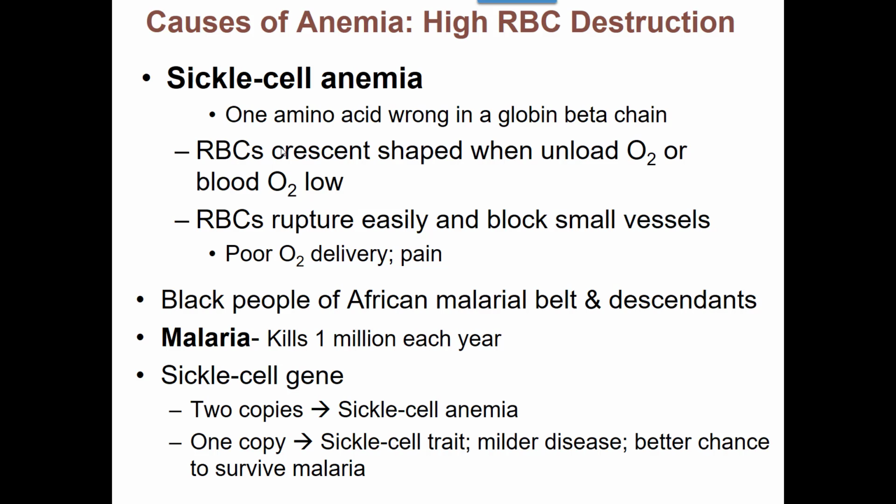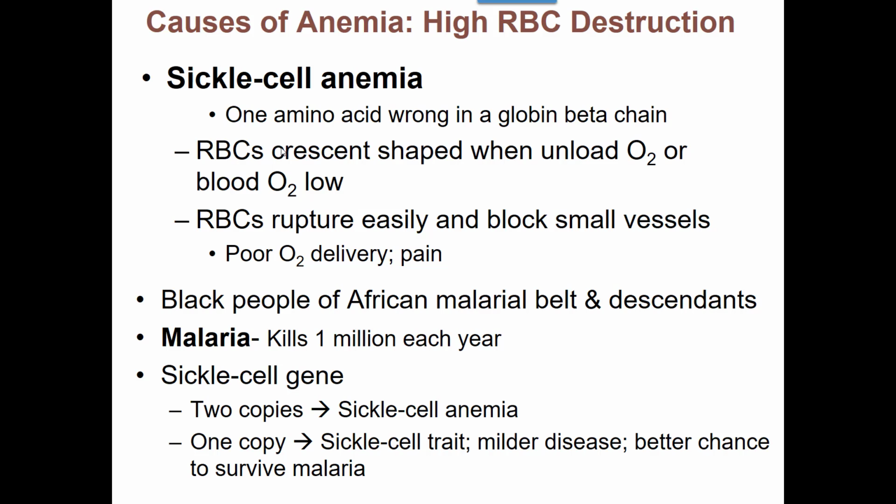Now, black people of the African malarial belt and their descendants seem to be the ones that have this abnormality with their amino acid chain. I've got a picture on the next slide that shows these amino acid chains. Malaria itself kills 1 million people each year.